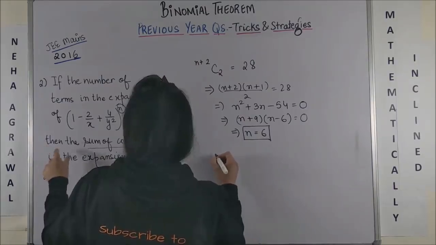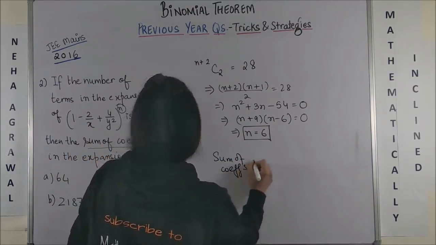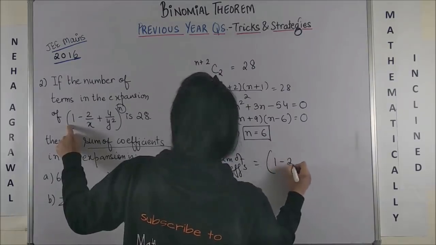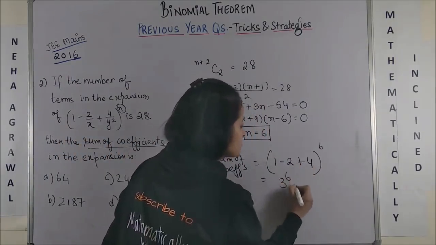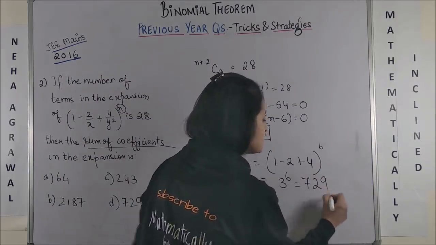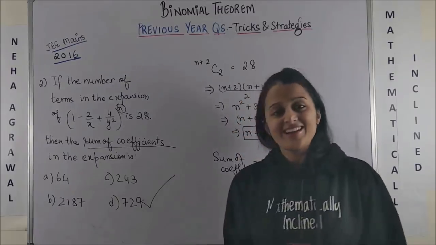So that means the sum of coefficients would be simply (1 minus 2 plus 4) raised to power 6, which gives you 3 raised to power 6, which is going to be 729, and ta-da! That's your answer.